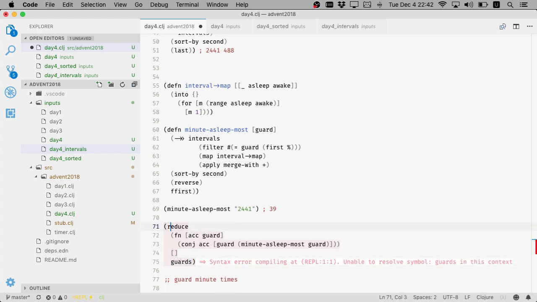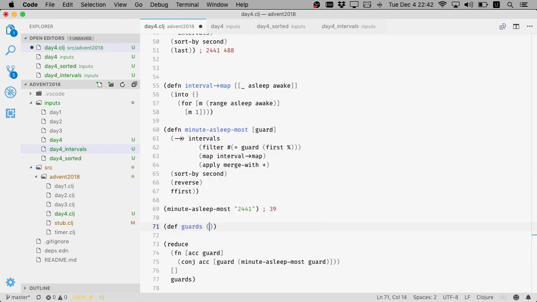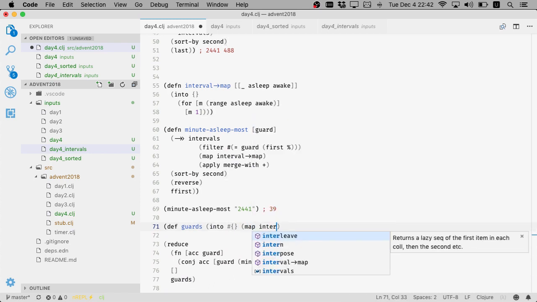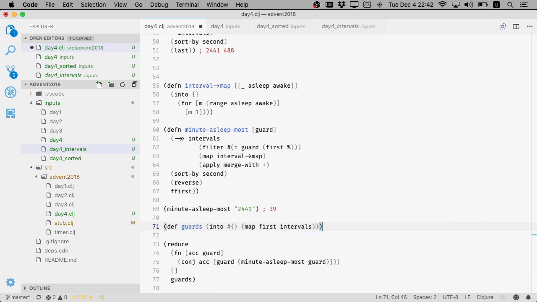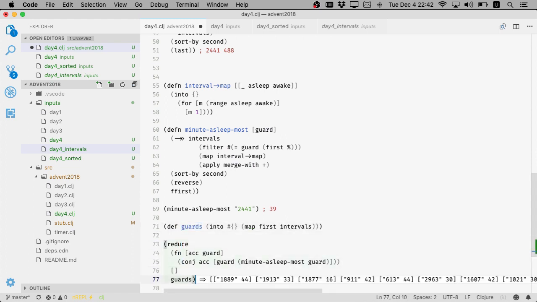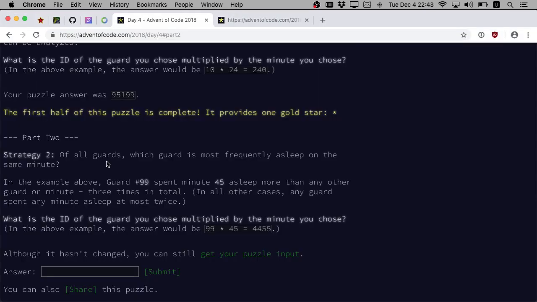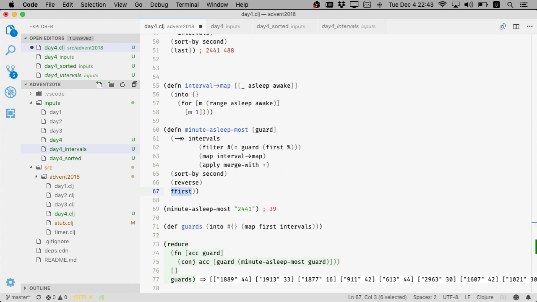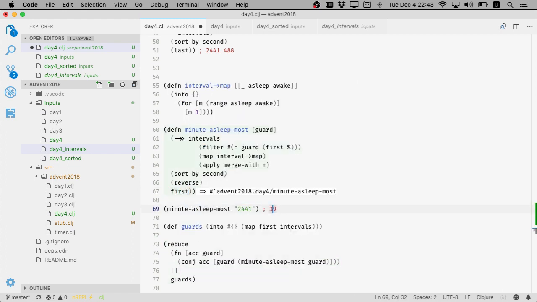And we need to know what guards mean. Okay, so guards basically is into set. Bob. So it's basically, yeah, something like that. And here we got like that the minute. Yeah, this is not correct actually. We need to just first here. 39, 14. So it's a minute and how many times? So basically, something like that.